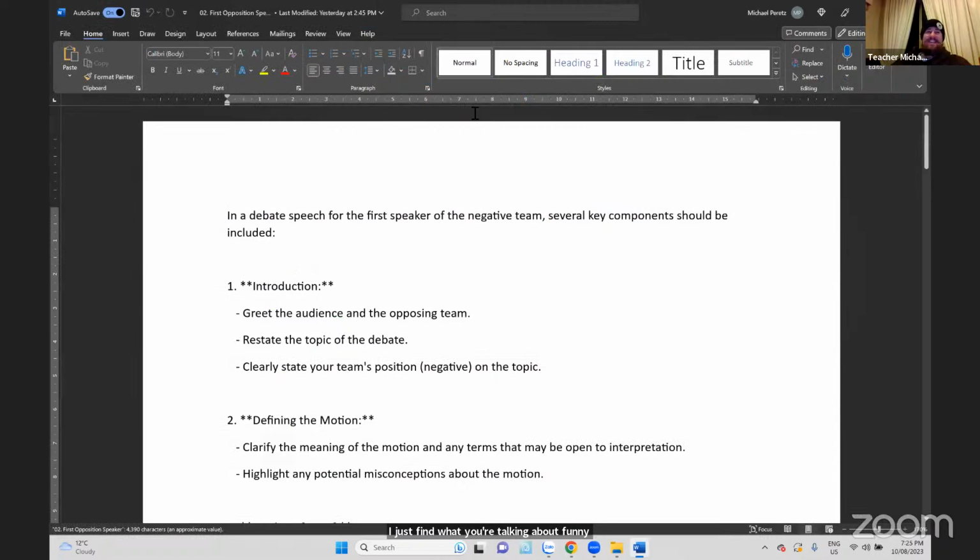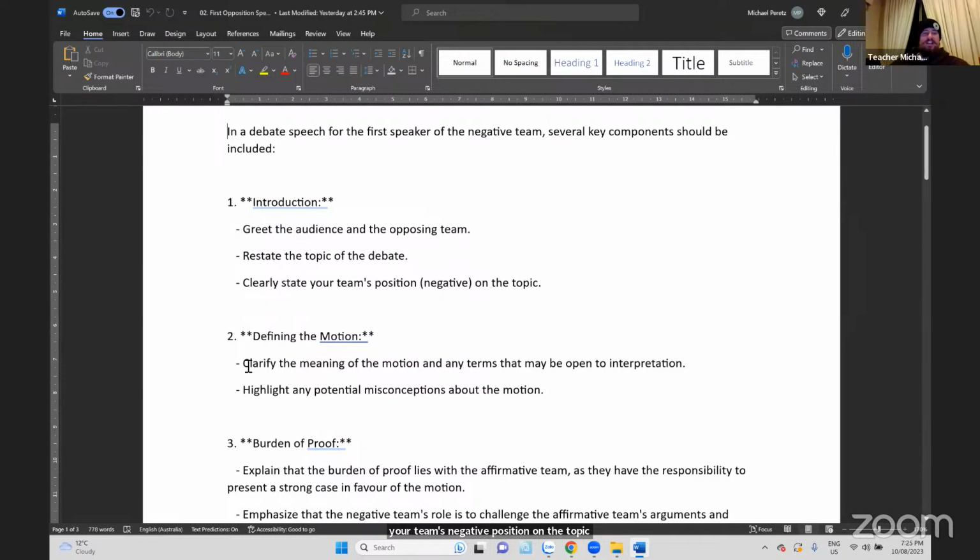Okay, so on to the first opposition speaker. So here we go with me having a quick drink. So again, we need a good introduction. Greet the audience, greet the judges and the opposing team, restate the topic, but then you've got to clearly state your team's negative position on the topic. And of course, we also get a chance to define the motion.